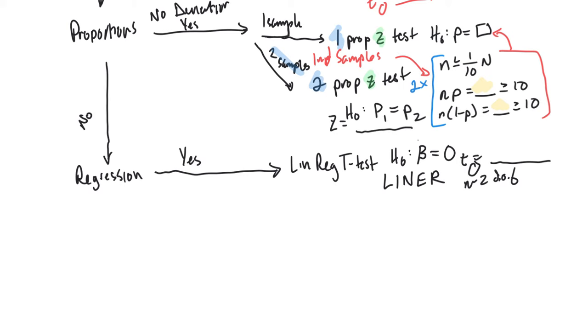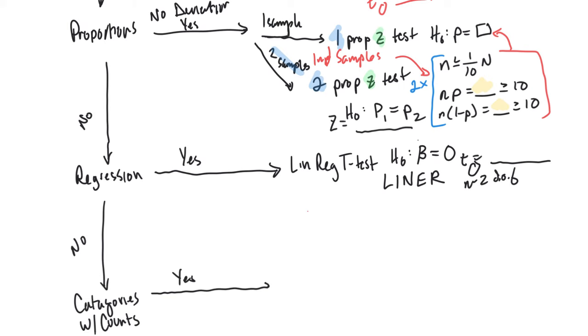Okay, so now we're down to the last ones that are featured on the AP exam. We are down to categories. Things are put in categories with counts, like how many are in each of these groups. And this is the chi-square test. Once again, right here, we're going to count samples.